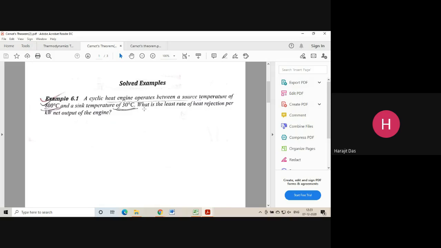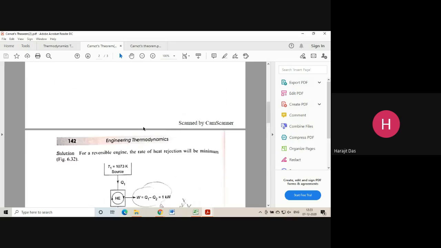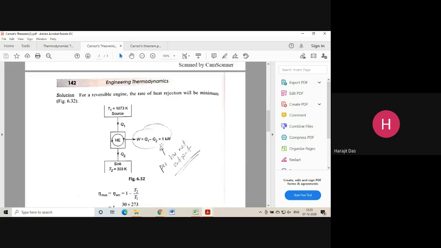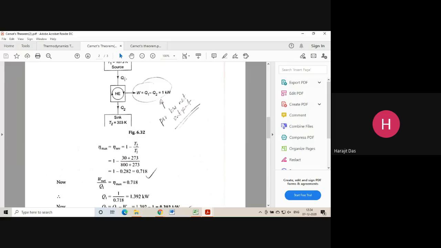Here it is given: what is the least rate of heat rejection per kilowatt net output of the engine? So per kilowatt. We have taken that W will be Q1 minus Q2. So per kilowatt we will be finding the amount. This heat rejection means Q2. What is the amount of Q2 on this 1 kilowatt? Q1 minus Q2 will be 1 kilowatt, because we are asked to find per kilowatt, isn't it? So W equals Q1 minus Q2 equals 1 kilowatt. Eta maximum we have found to be 0.718. So what is eta maximum? This is W net upon Q1, because W upon Q1 will be the efficiency.